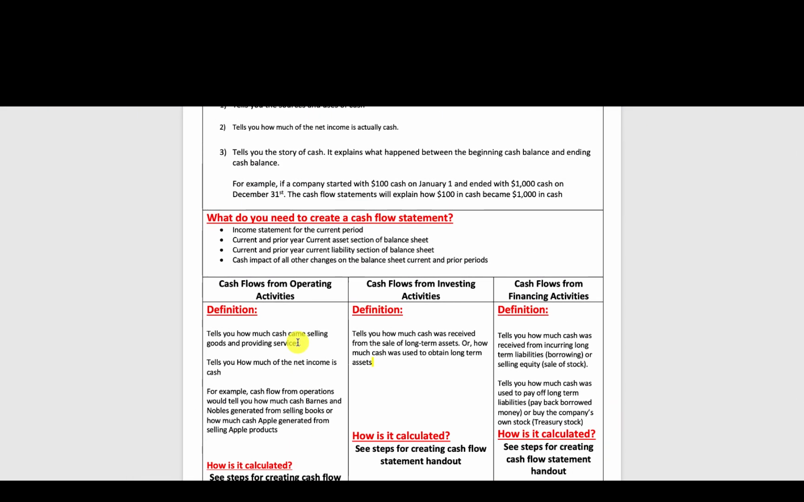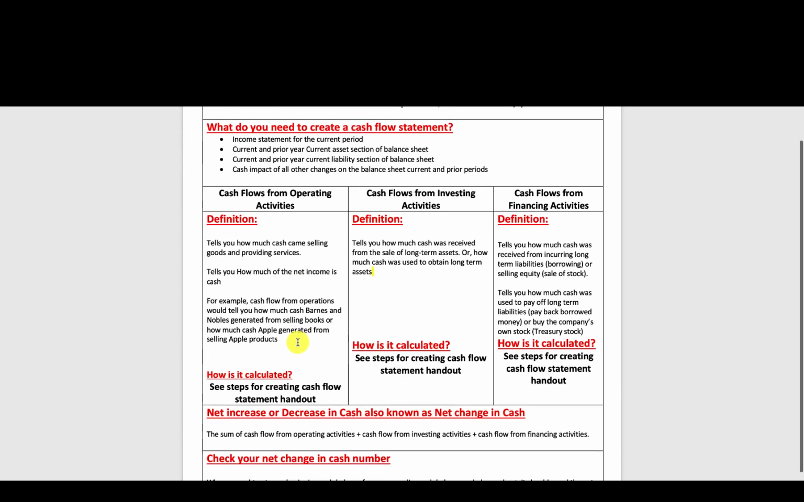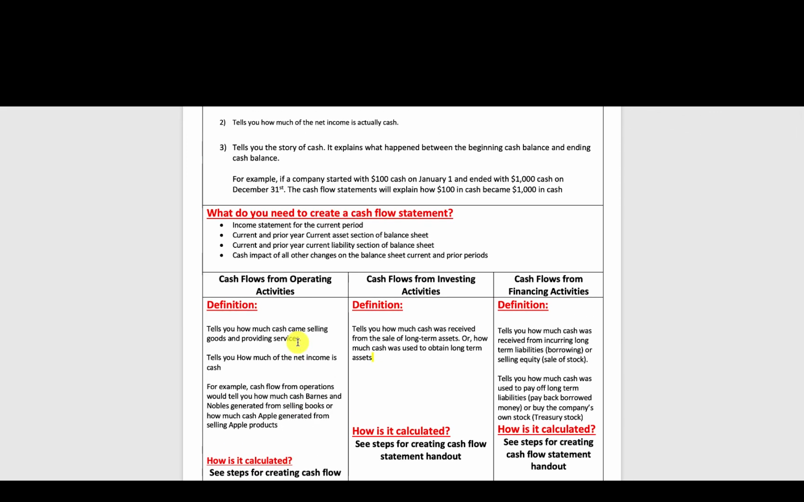So these are the terms that you should be familiar with when you're dealing with the cash flow statement, and we'll see more specific examples of this as we go into building the cash flow statement.